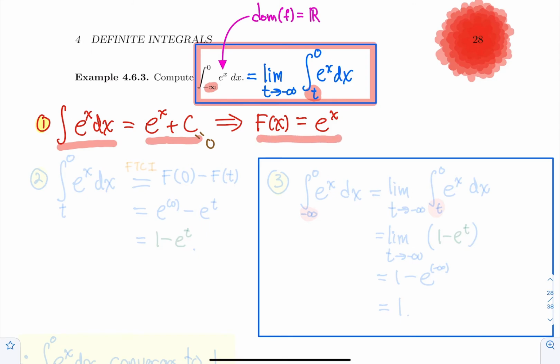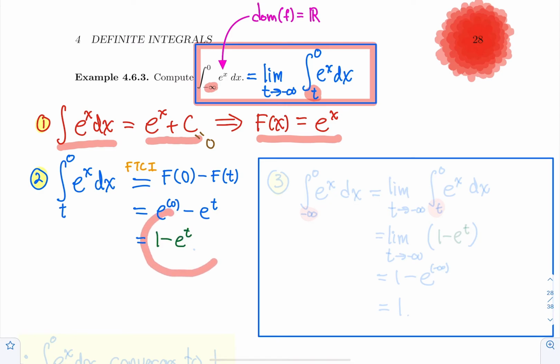The second step is to compute the definite integral from t to 0 of e^x dx. So here we go. Here I'm going to use, of course, the first fundamental theorem of calculus. I know that this is going to be equal to big F at the upper bound, which is 0, minus big F at the lower bound, which is t. And now using my function freshly defined, I have e to the power 0 minus e to the power t. e to the 0, remember, is just 1. So I have 1 minus e^t. So that's my definite integral.